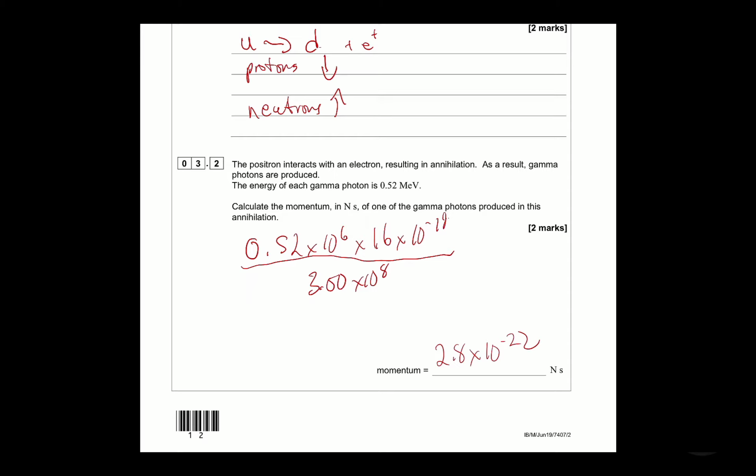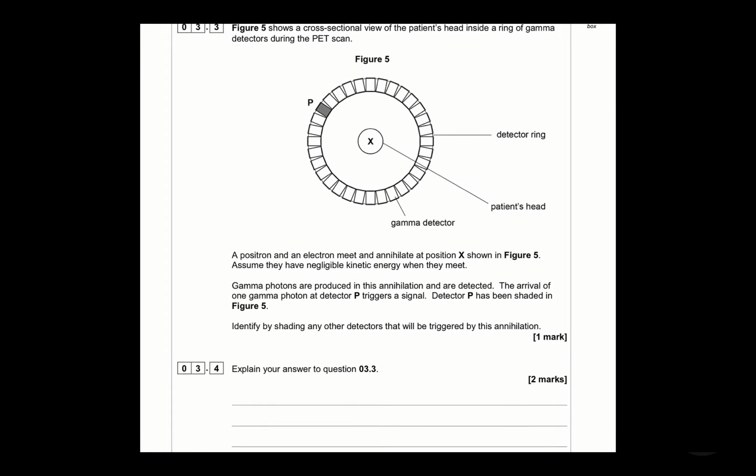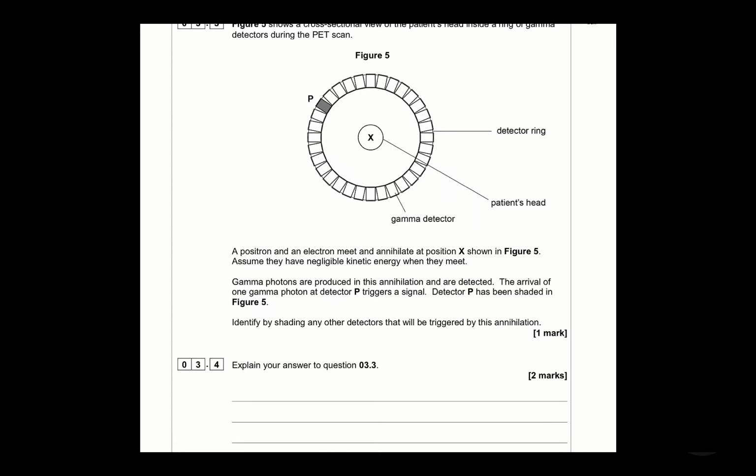So, positron and electron meet and annihilate at position X. Shade the detector that will be triggered by this annihilation. So if P is triggered, what you remember is it's equal and opposite. I would use a ruler. I would draw a straight line from the middle of P straight through X. And then I would shade in the one directly opposite it. Okay? Equal and opposite, conservation of momentum. It's got to be.